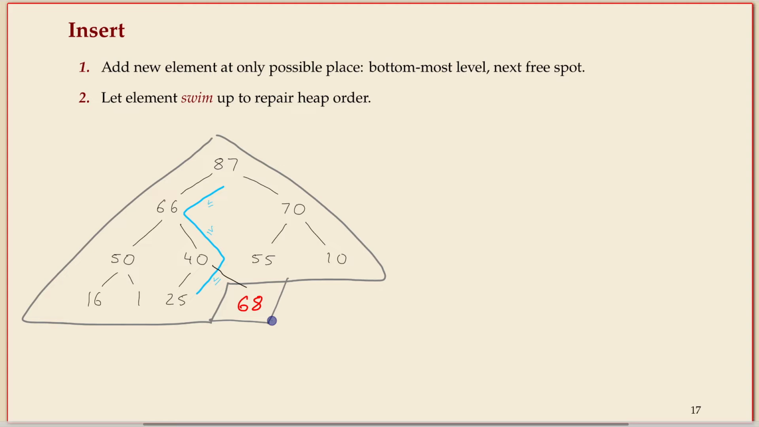But we messed up the heap order because now this one's smaller than this one. So we can't leave it like that. And to conserve this, so this is the other way around. That's bad. So what can we do? Well, if two things are out of order, we can just swap them.